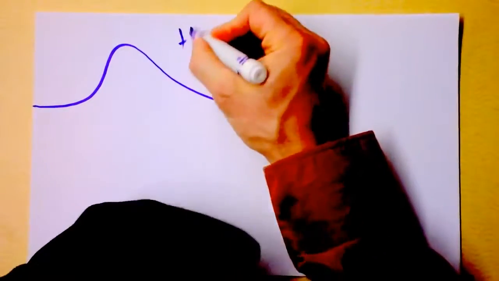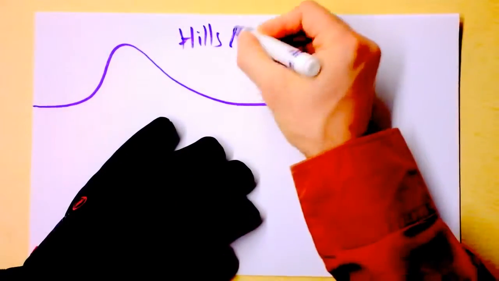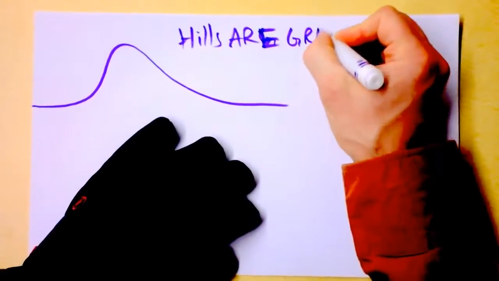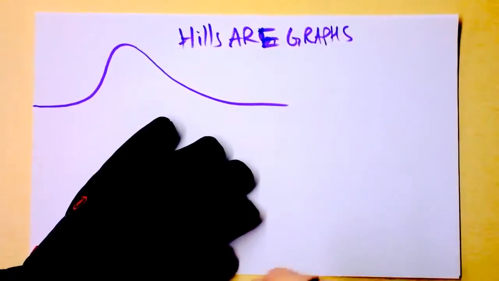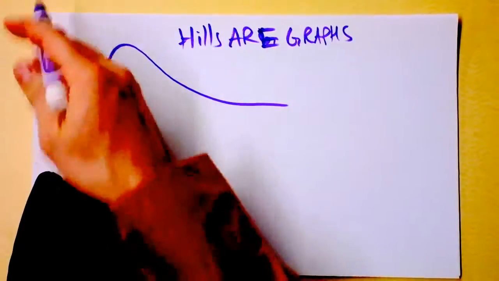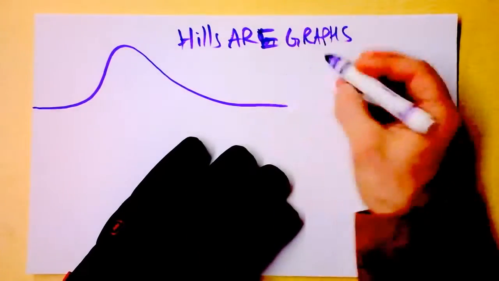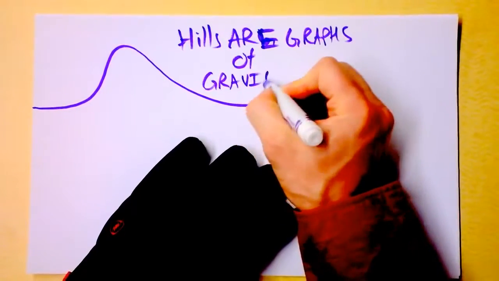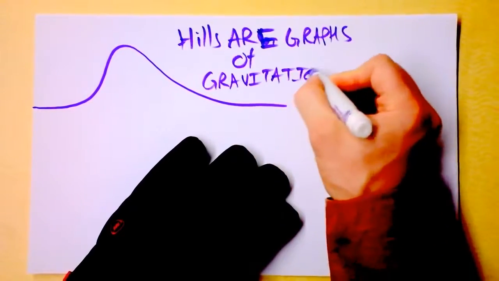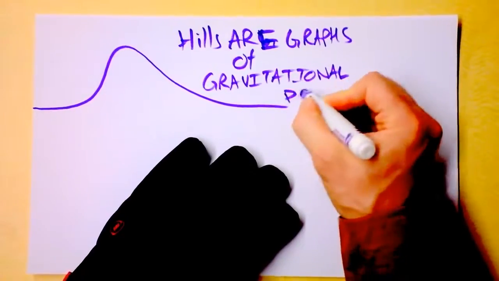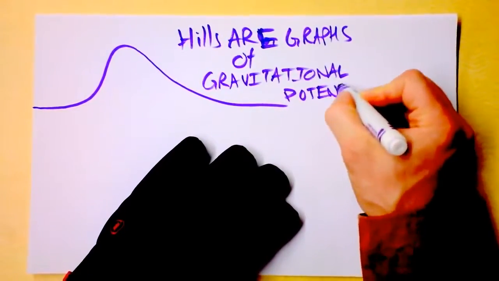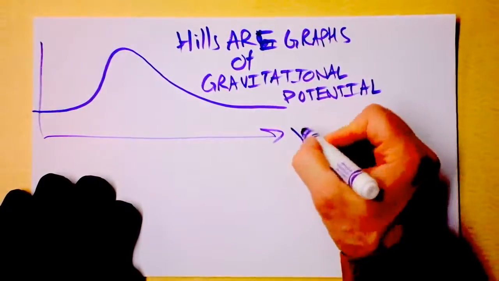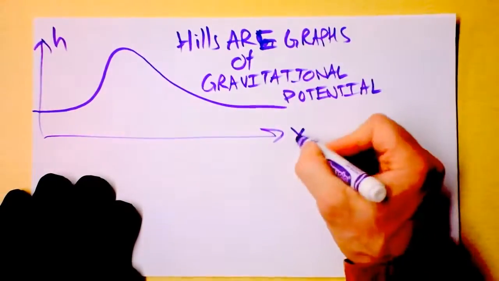But hills are graphs. Hills are actually graphs, because you could take a photograph of them, y versus x, right? But hills are graphs of gravitational potential. I guess my point is that this hill is a graph of height versus x.